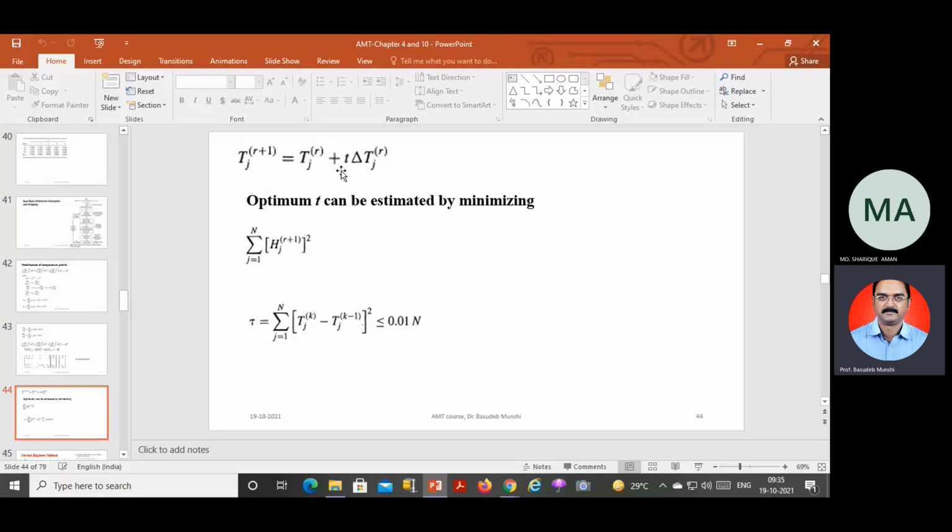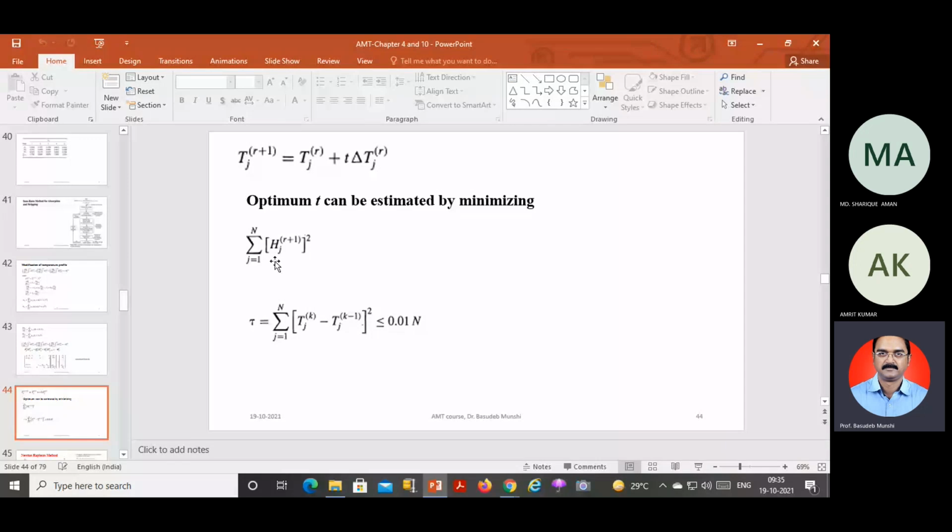Here one more parameter comes, and that is T. Now how to decide upon T? To decide upon T, we can apply an optimization method. It is a very simple method. You can choose different values of T for a particular range. Let's say between 0 to 1, that fractional value.